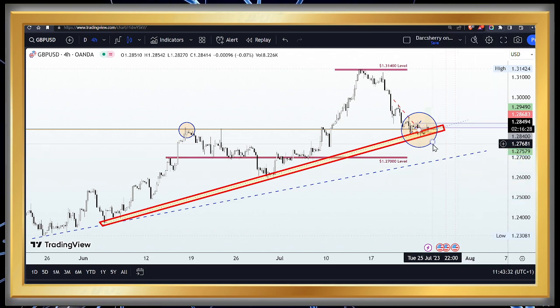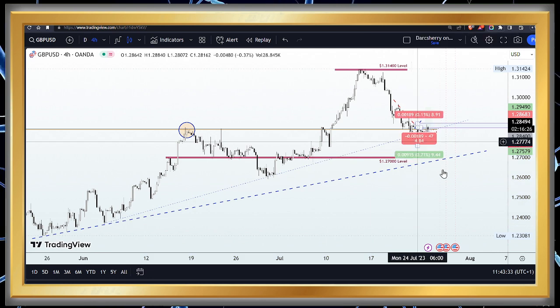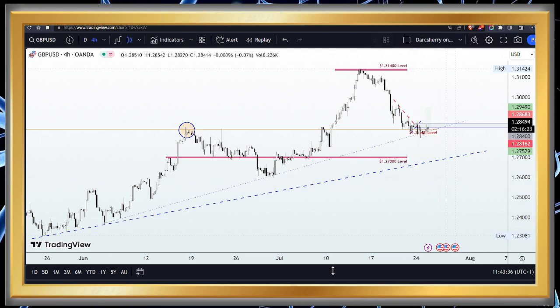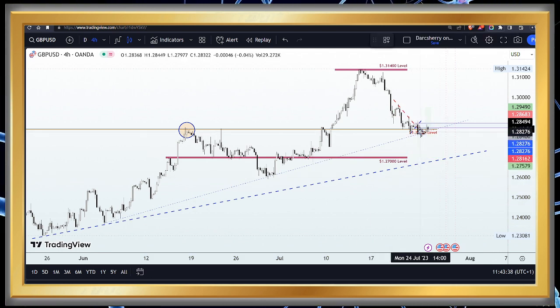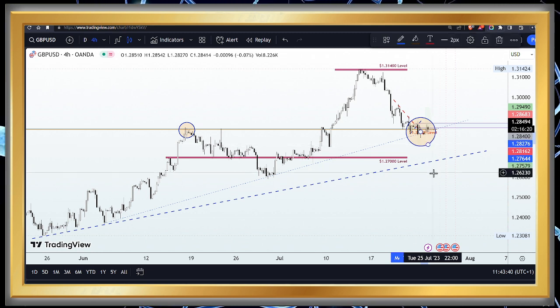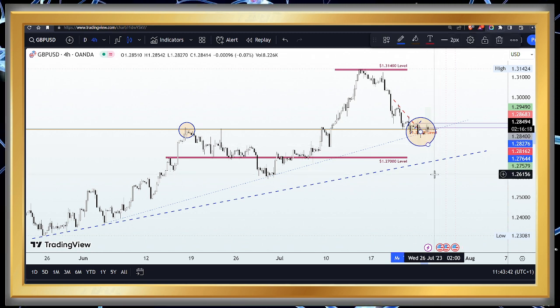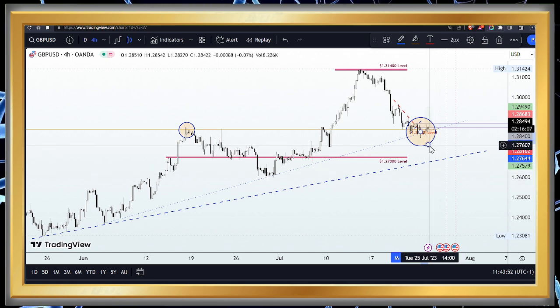So you will see how important this confluence is, and the fact that we have a temporary demand zone just right within this area is a very beautiful signal that we are likely going to be seeing price climb to the upside. And of course, if price breaks down, we want to be on standby to capitalize on that move.